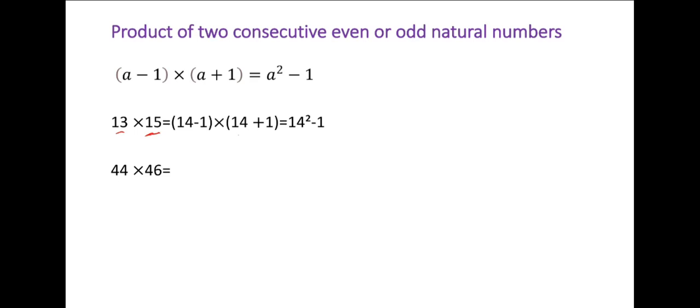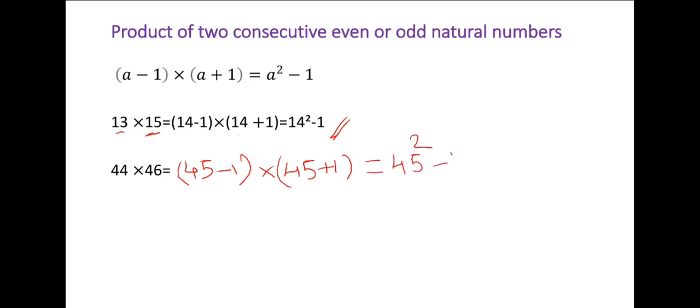So a square minus 1, 14 square minus 1. 44 and 46 are even numbers. This 44 can be written in the form of 45 minus 1 and 46 we can write 45 plus 1. Now 45 square minus 1.